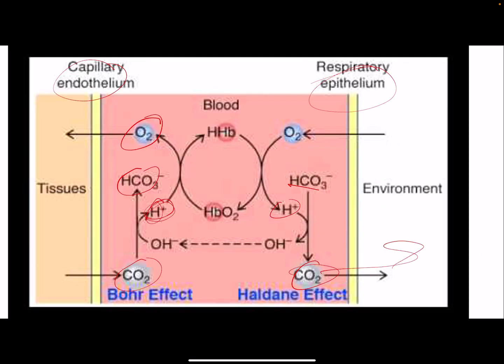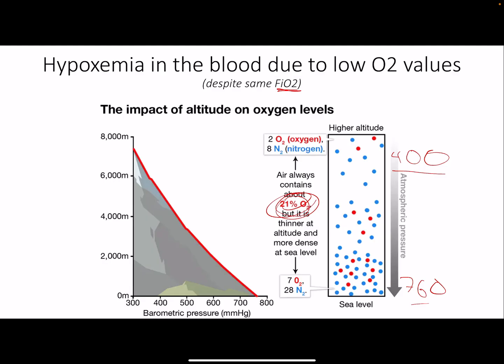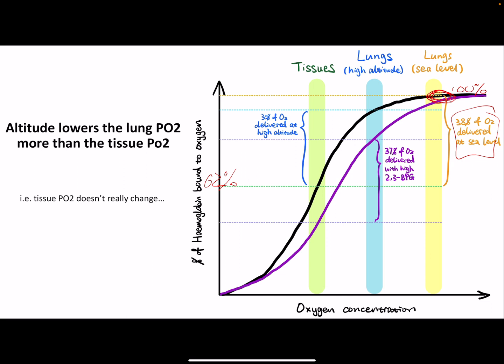And you might say, wait a second, what about the oxygen that was in the plasma? Remember, that is such a small part of the picture that we're going to, for the most part, disregard it. We can more or less treat it as negligible. The amount of oxygen is reflected by the amount bound to hemoglobin. So we lose 38% of our oxygen normally.